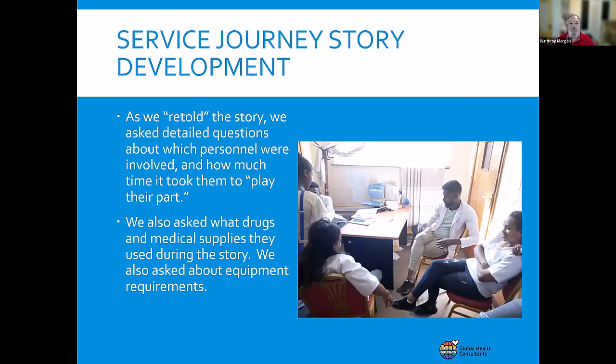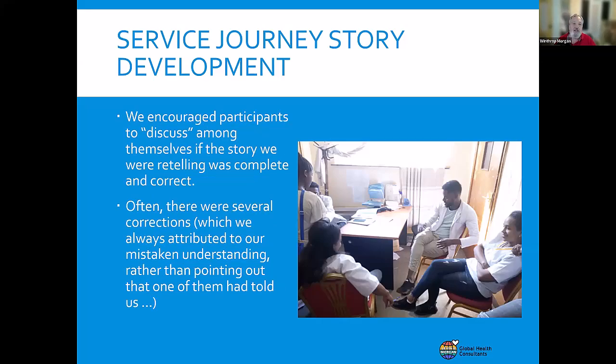So as we retold the story, we started getting a very full picture of not only the regular routine procedure that people do for a case, but also variations on it. Also, as we were retelling the story, we would ask detailed questions. We'd say, okay, what drugs did you use? What medical supplies did you use? What equipment did you need to do this? And so we were encouraging all the participants to discuss among themselves if we were completely correct with our storytelling.